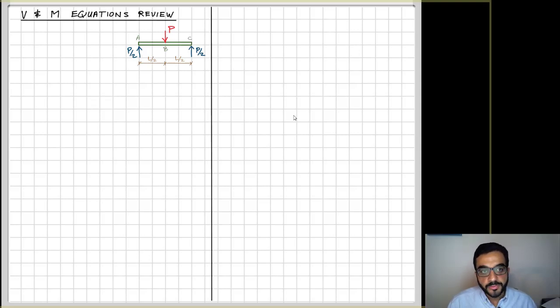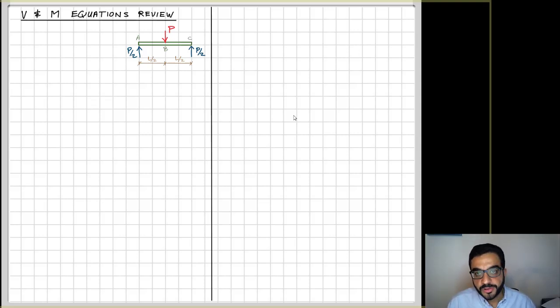In this video, we'll learn about shear and moment diagrams using the graphical method. But before we do that, let's review how we developed the shear and moment diagrams using the equations method.